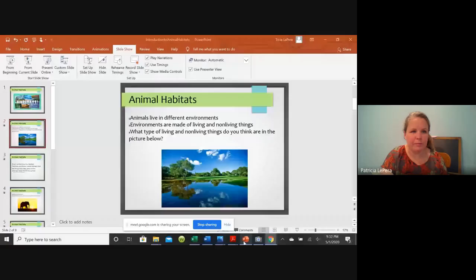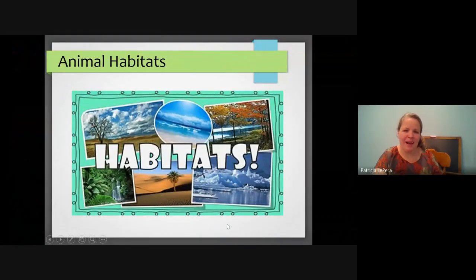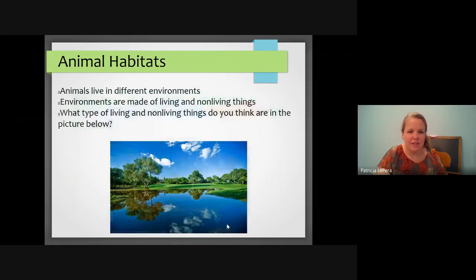So in just a second, I'm going to share my screen and bring you to a PowerPoint. Okay, animal habitats. As you can see, lots of different types of habitats. Different animals are going to want to live where it's comfortable for them. So there's many different areas that animals can live. So the animals live in different environments.